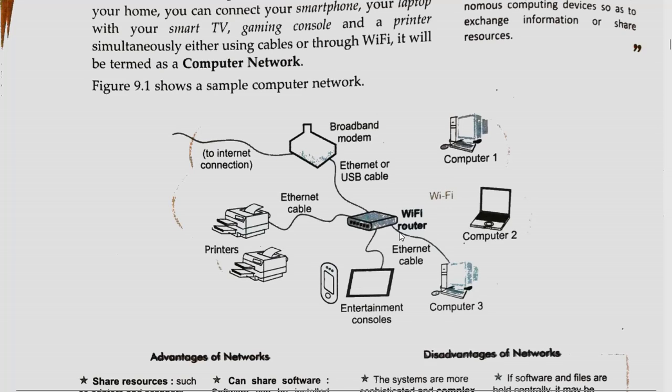Okay, and this router is actually connected with a broadband connection. Here you can see this is a broadband modem, and through that it is connected with the Wi-Fi router. Okay, and this Wi-Fi router is connected already with the systems. Also this router is connected with the entertainment consoles, computer 3, and the different printers here. So actually this Wi-Fi is helping us to create a computer network. So the information exchange between different devices can be done with the help of this established computer network.